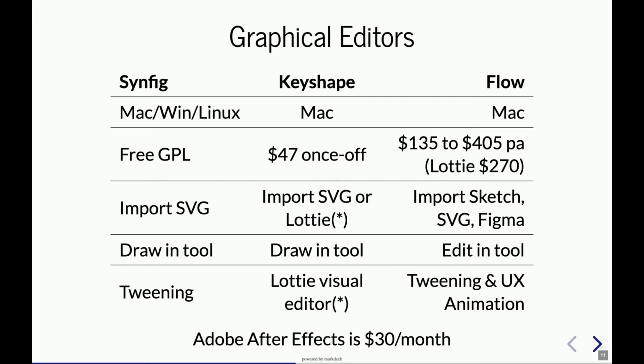Keyshape is a commercial product. That $47 once-off price you're seeing, that's a Mac App Store download, so you can put it on multiple seats for yourself. And Flow is a much higher-end product that does user interface animation and a lot more code generation and export features I'll come back to, which is why it's got that extra price.